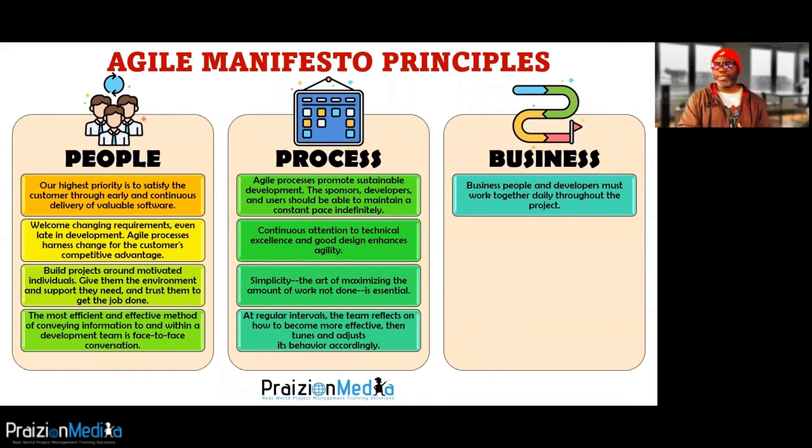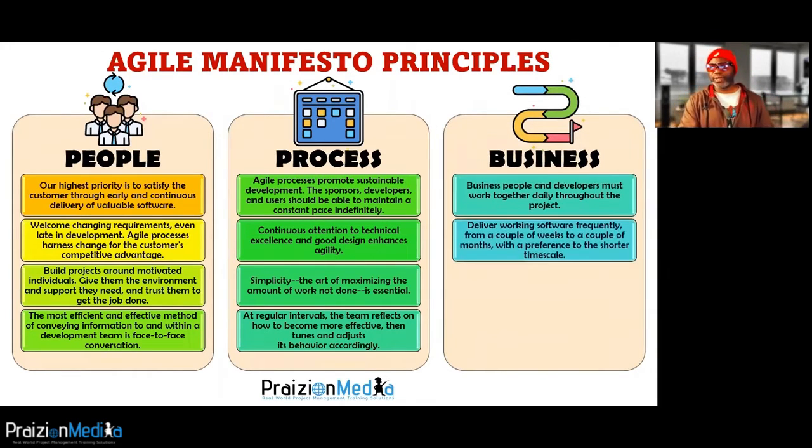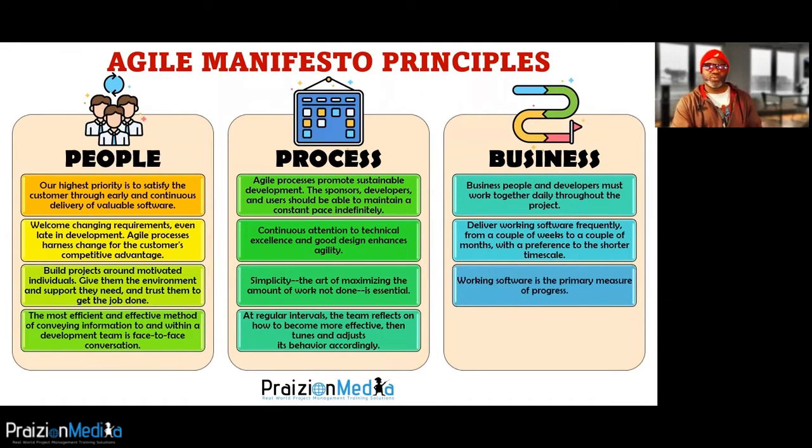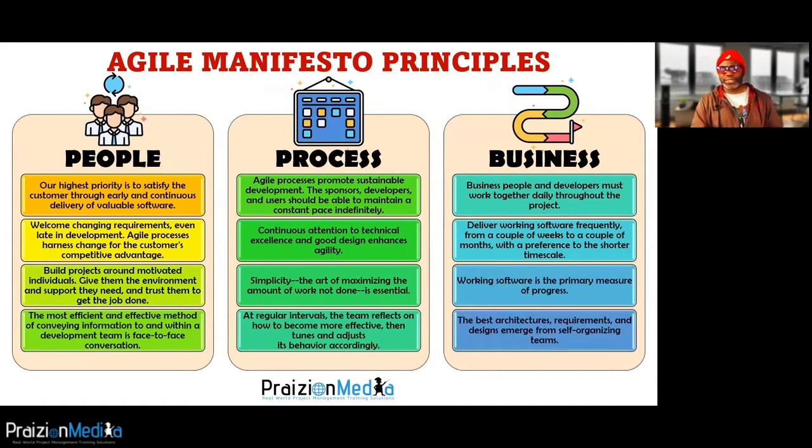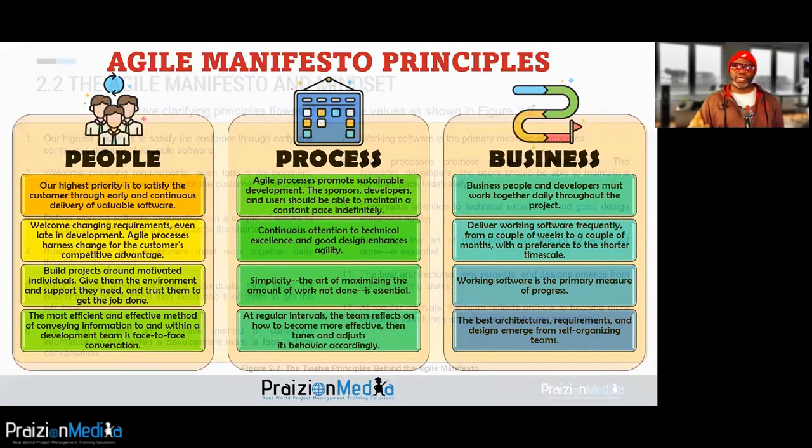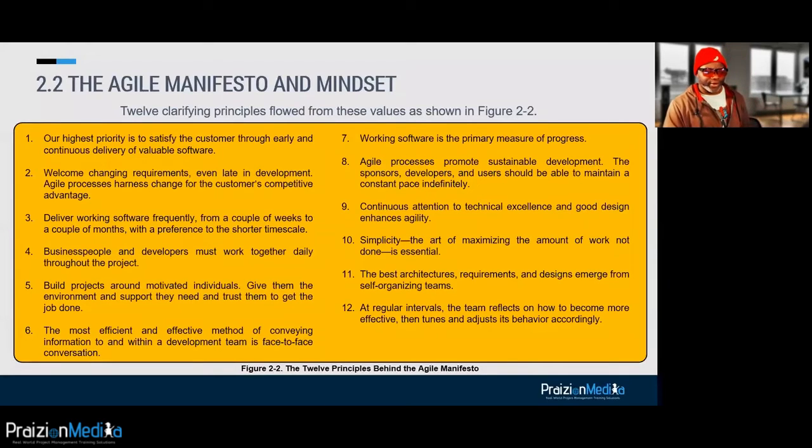Business people and developers must work together daily throughout the project, deliver working software frequently. Why? Because you're doing things in small iterations and you need to deliver quickly so that we can inspect and understand if you're going in the right direction. Working software is a primary measure of progress. We don't do percent completes in the world of Agile. And the best architectures, requirements, and designs emerge from self-organizing teams. And those are the 12 principles at a very high level.